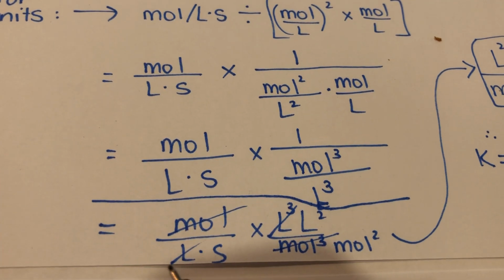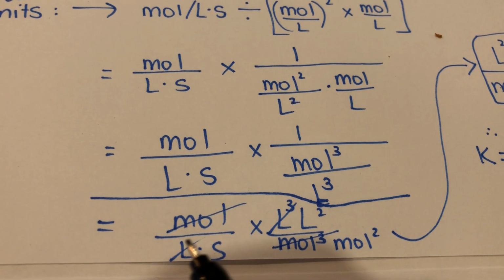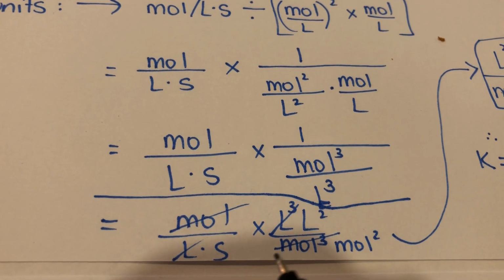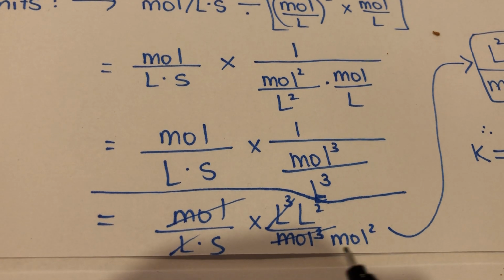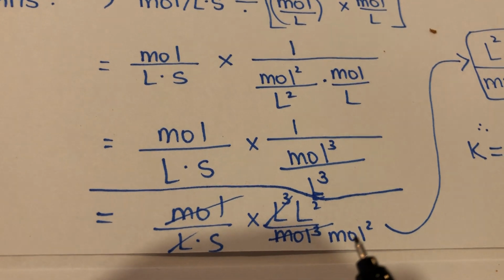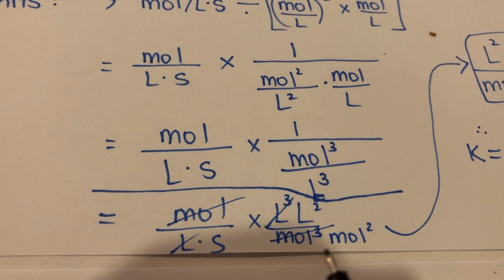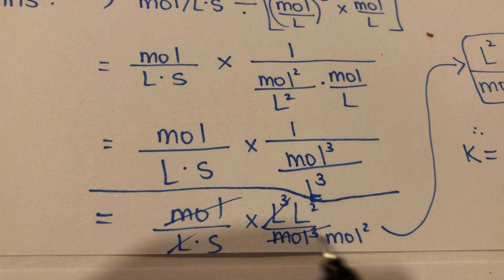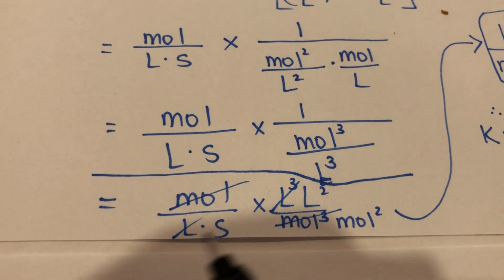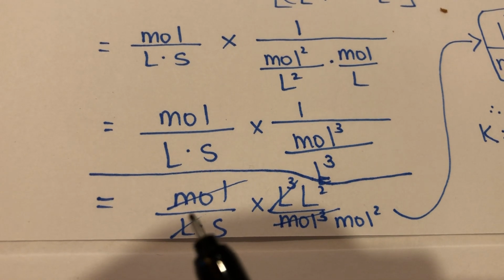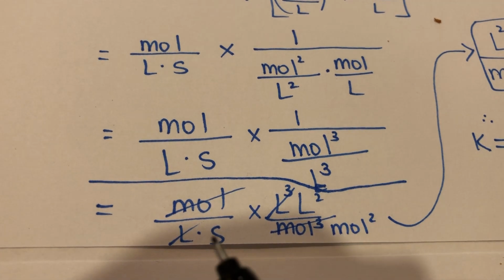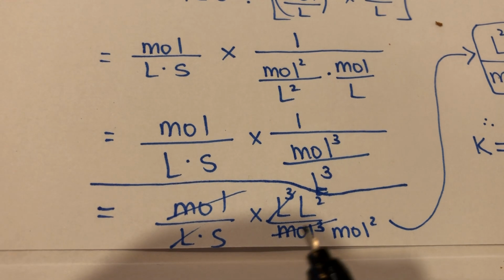Okay, so this part right here, I just crossed out like units that are in common. So moles crossed out with moles cubed, and what I'm left with is moles squared down here, because 3 minus 1 is 2. Remember, exponents, you subtract exponents when you're dividing. And then liter cubed minus liter 1, or there's a little 1 here, so you get liter squared here at the top. Okay, and you're left with seconds on the bottom here.